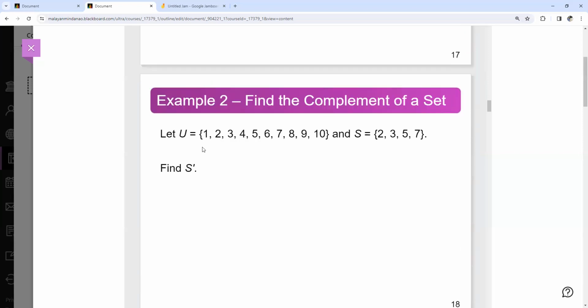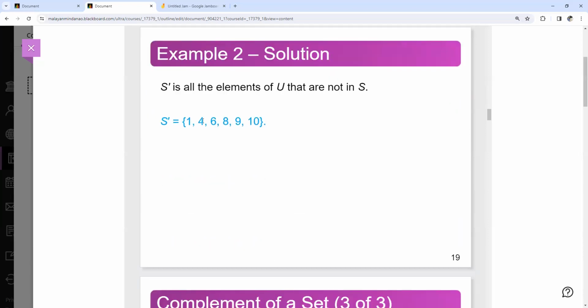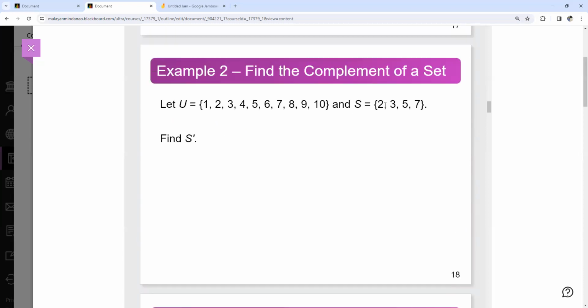For example, if your universal set is the whole numbers from 1 to 10, and you have a set S, which is 2, 3, 5, 7, which belongs to the universal set, then S prime is the complement of S. It includes all other numbers in the universal set which are not in S. So S prime is 1, 4, 6, 8, 9, and 10. Remember that S is 2, 3, 5, 7.